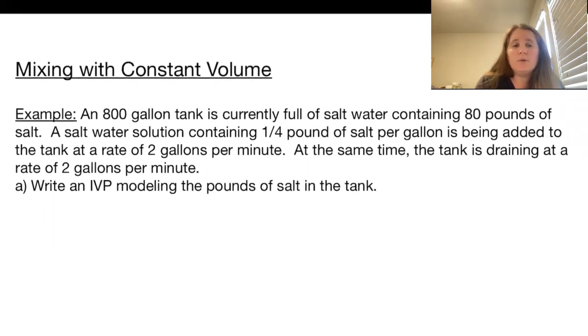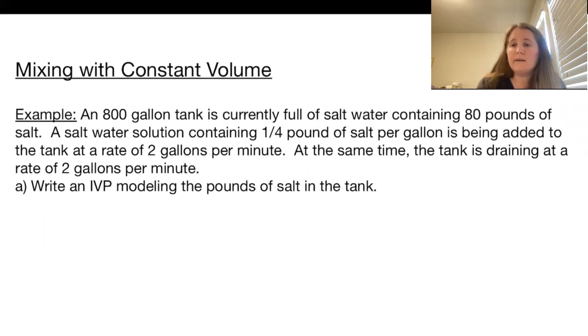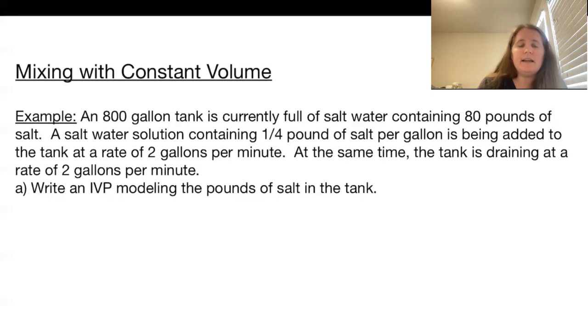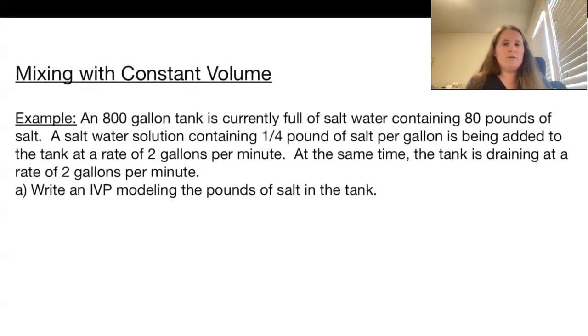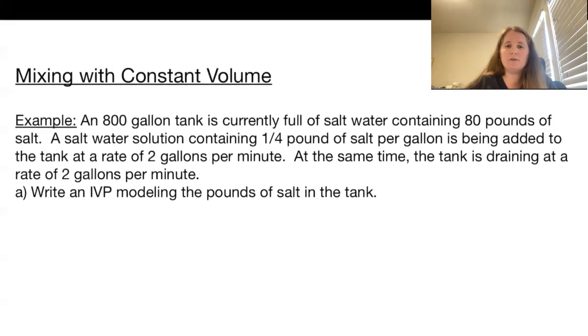So in this example, an 800-gallon tank is currently full of salt water containing 80 pounds of salt. Saltwater solution containing 1/4 pound of salt per gallon is being added to the tank at a rate of 2 gallons per minute. At the same time, the tank is draining at a rate of 2 gallons per minute. Our first step is to write an IVP modeling the pounds of salt in the tank.